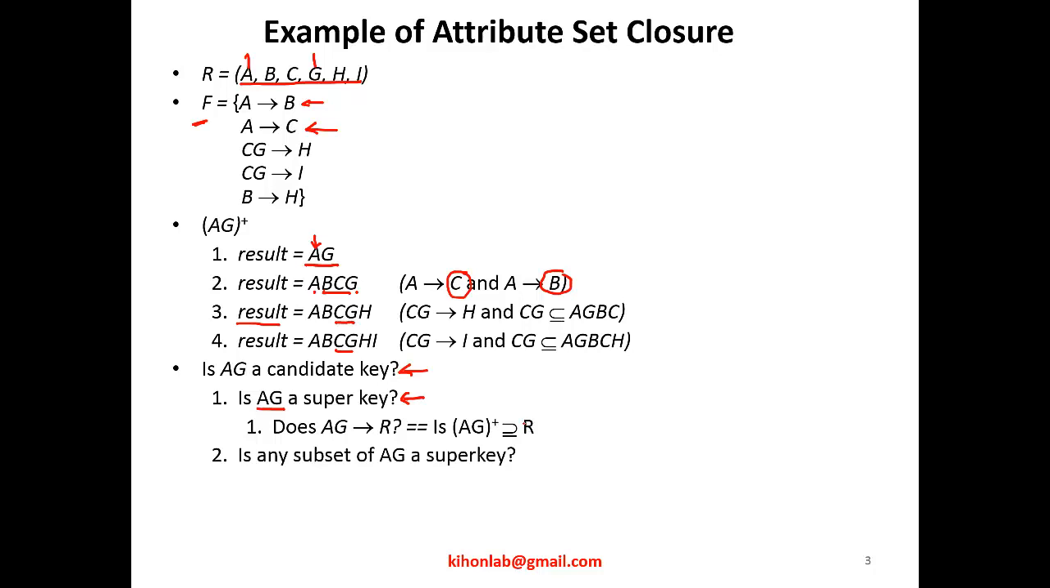Is any subset of AG a super key? Just try to find out. Any subset of AG, A is going to derive all the attributes, just check it out. A derives B, then A derives C, and AG derives H, because C derives H, so we can replace C with A, so A derives H. Similarly A derives I, and B derives H, so A can be a candidate key.